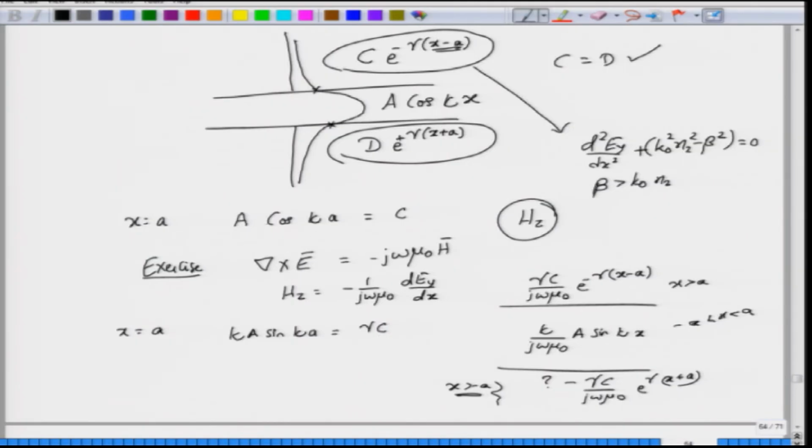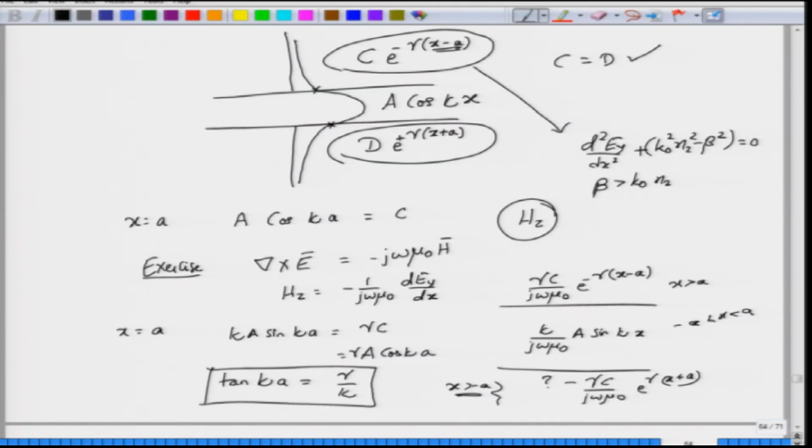We already know that c is given by a cos kappa a. So, I can replace c in this expression by a cos kappa a, so I have gamma a cos kappa a. Arranging the terms, you get tan kappa a equal to, so a will cancel on both sides, sin by cosine is tan kappa a, you get gamma by kappa. So, this is an interesting expression.